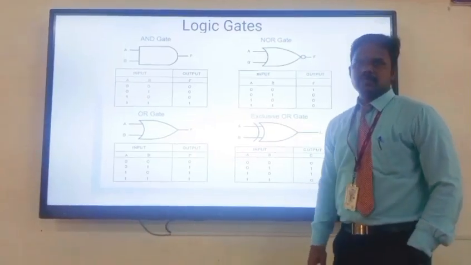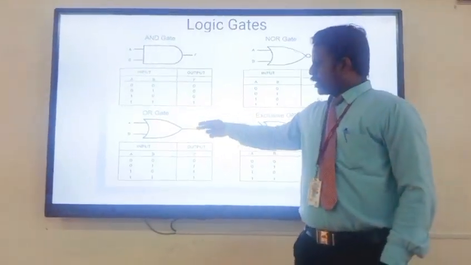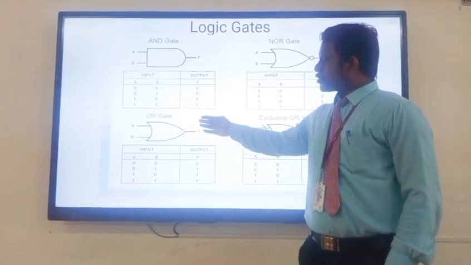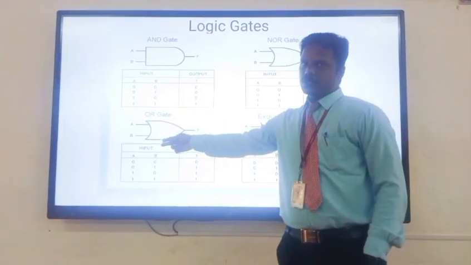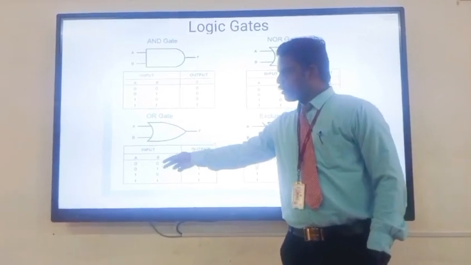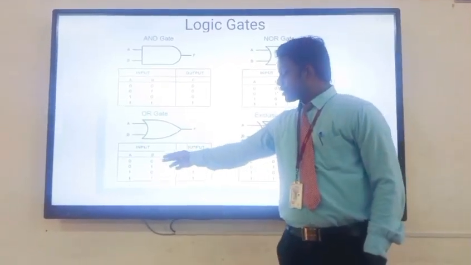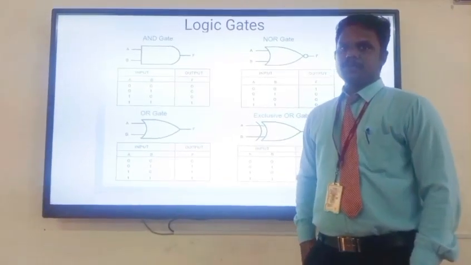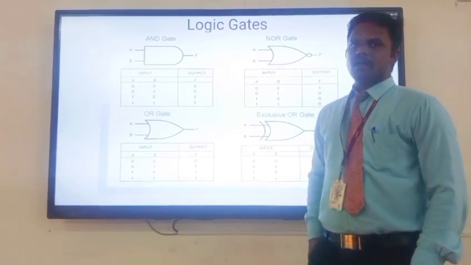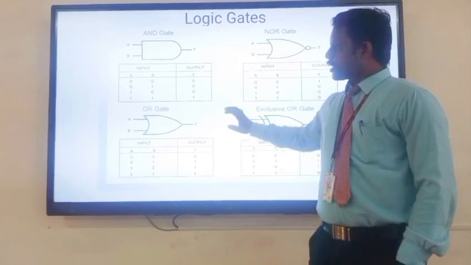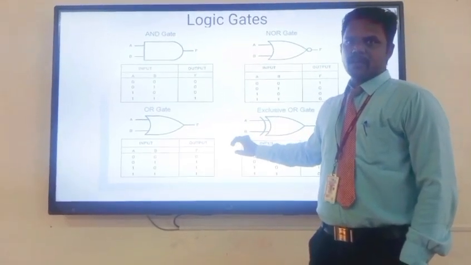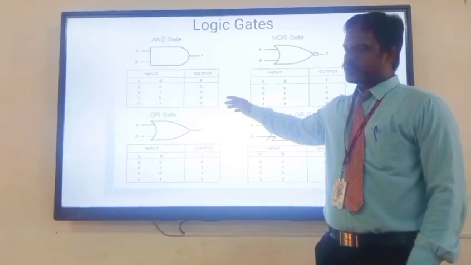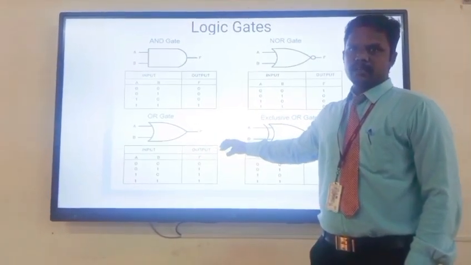The second gate is the OR gate. This is the logical symbol for the OR gate. The OR gate also consists of 2 inputs, so we can provide 4 possible combinations of input, and it also consists of only 1 output. What is the operation of the OR gate? It is a gate that is responsible for logical addition. AND gate in the sense logical multiplication, OR gate in the sense logical addition.